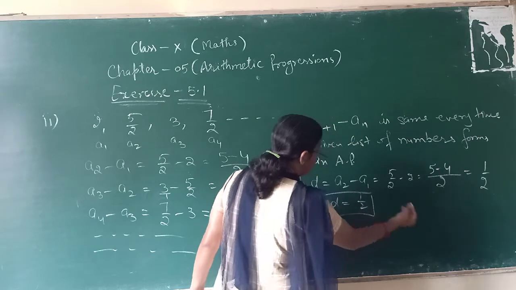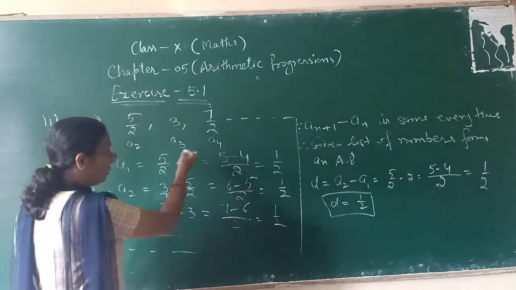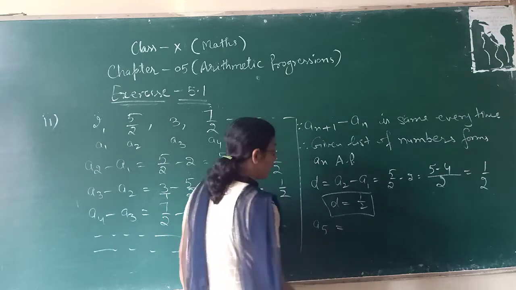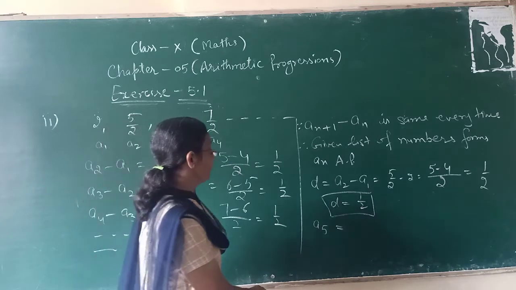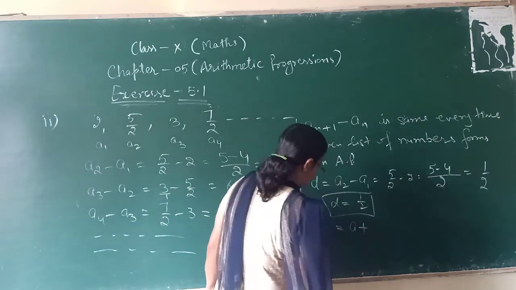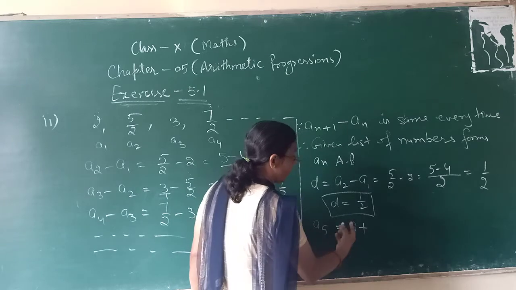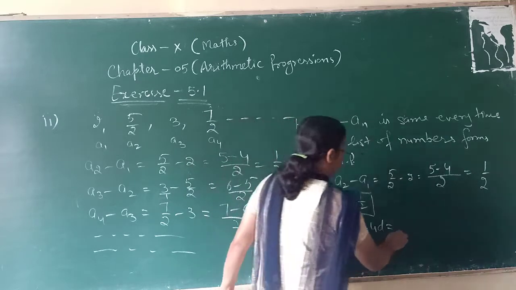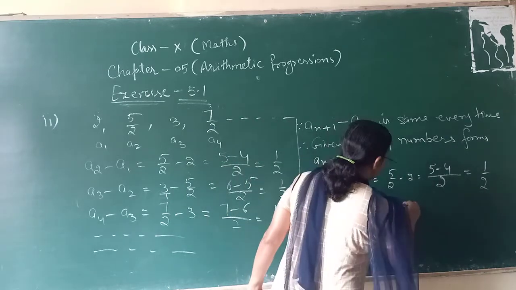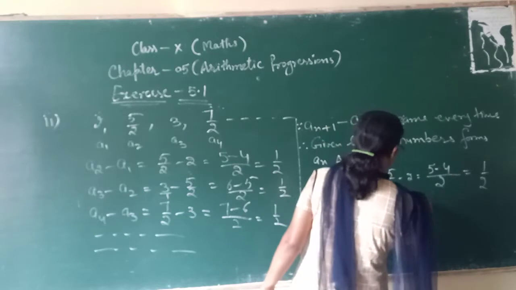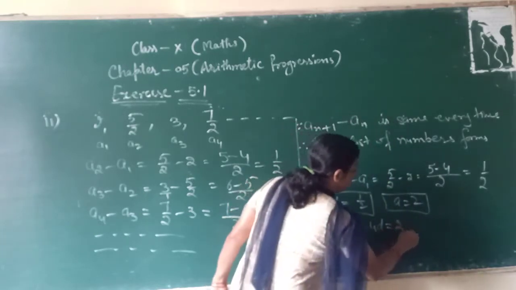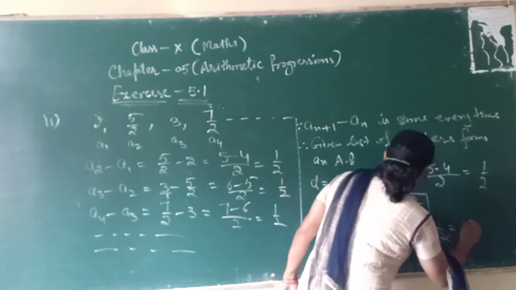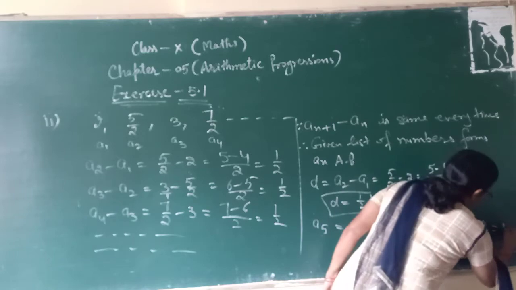Write 3 more terms. Now A4 is given, so we have to find A5, A6, A7. First we find A5. For this, A plus (n minus 1)d, then 5 minus 1, 4 will come, 1 less than this number: A plus 4d. What is A? Here you can write A also. In this list of numbers, the first term is 2. So 2 plus 4 into d, d is half. This 2 times half, then what will come? 2 plus 2, that is 4.